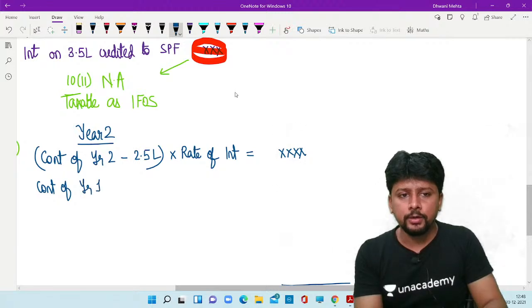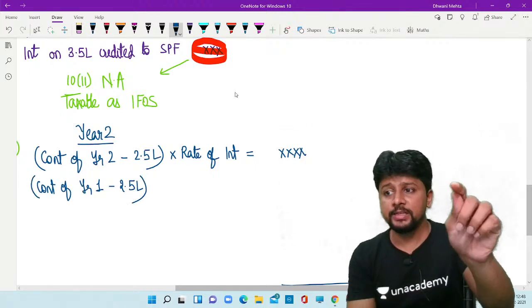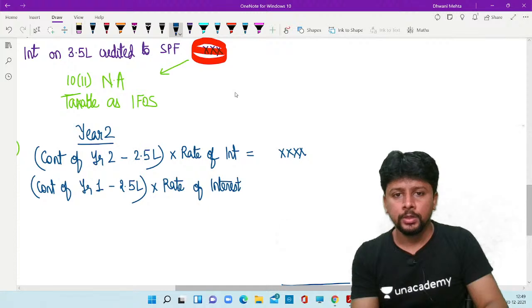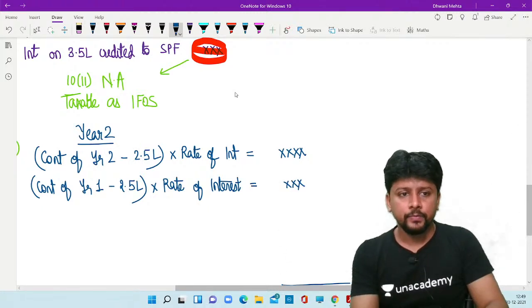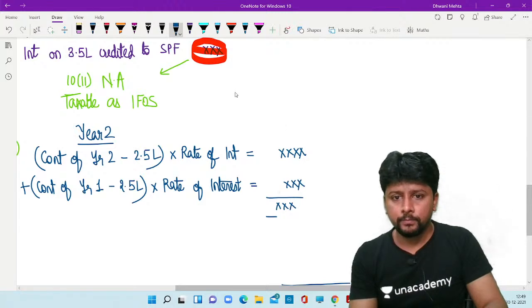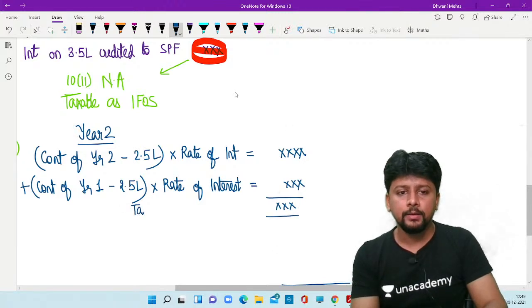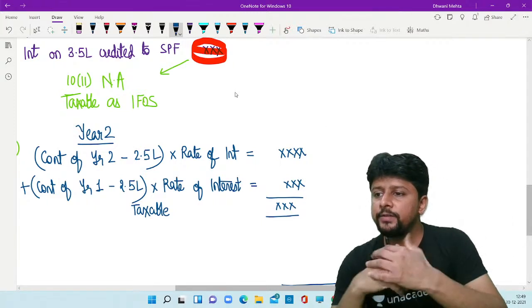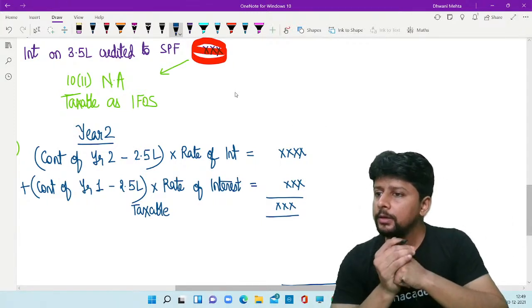And the contribution of year 1, which was in excess of 2.5 lakhs, is still there in the fund. And on that also, you are getting interest on a compounding basis. So even this will have to be added, and this will be the taxable interest component. We will assume that interest which is received in the previous year is taxable.